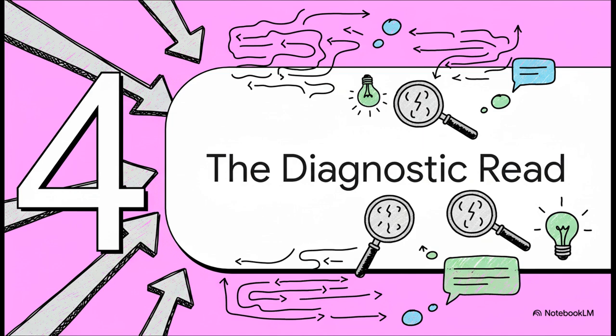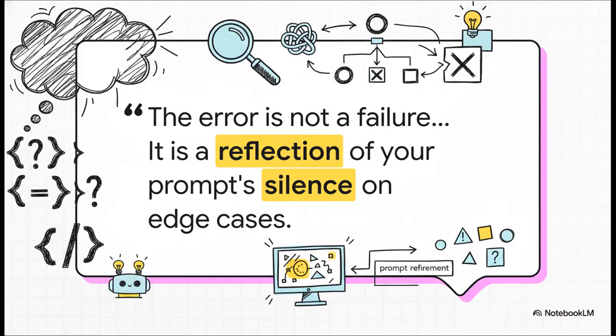This is where you actually learn to use the AI's mistakes to your own advantage. And Margaret just nails it with this quote: "The error is not a failure. It is a reflection of your prompt's silence on edge cases." Just think about that for a second. The AI's mistake isn't a bug. It's a spotlight, pointing you directly to the exact spot where your prompt was too quiet or too vague.